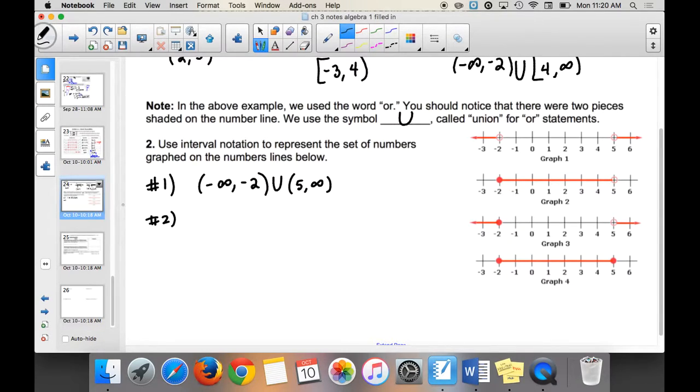Number 2. So as we read it like a book, left to right, the first thing that we hit is -2. So we do bracket -2. The last thing we hit is 5, parenthesis. Number 3, we have negative infinity to -2 with a bracket. And then the other side is going to be parenthesis 5 to infinity with a union between those 2. Do you guys understand this? You get it? Okay. And the very last one, what do we write on this one?